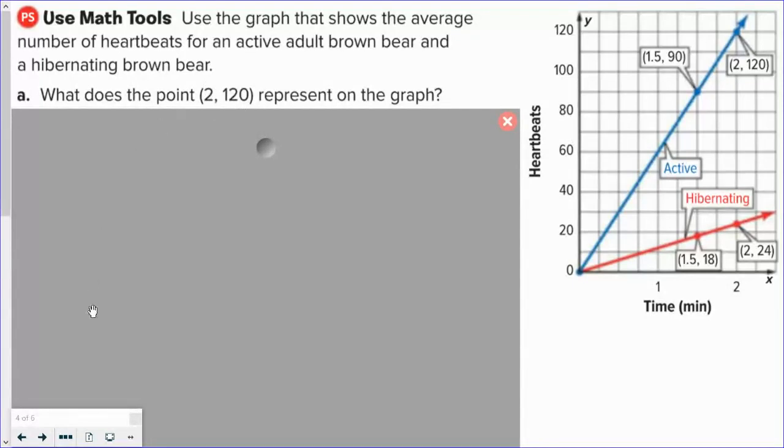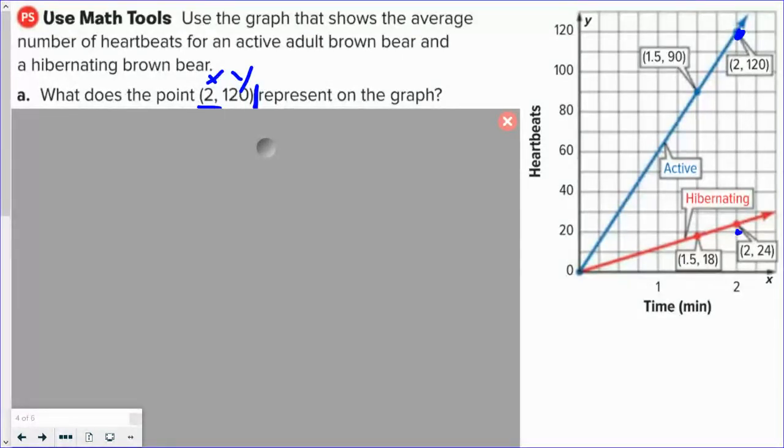So what does the point 2 and 120 mean? Now remember, this is always your x and then your y when you look at a graph. Okay, your x is telling you which way, that way, and y tells you which way, up and down. When I look at 2 and 20, we're right here. Oh wait, no, 2 and 120. I'm like, there's nothing there. 2 and 120 right here. That's what we're looking at.